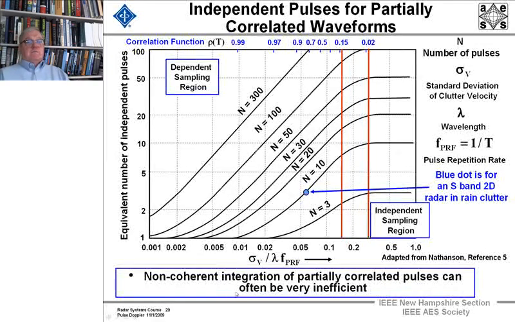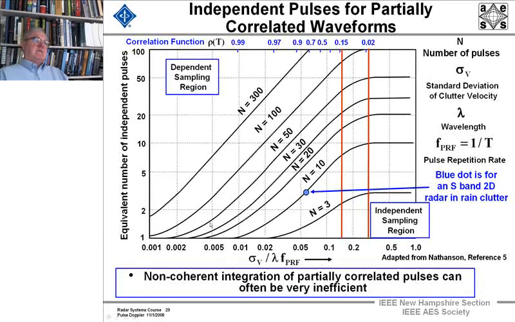This is a graph taken from Fred Nathanson's book, which I haven't seen since then, but it tells the juice about correlated clutter. If you take the standard deviation, the variance here, sigma v divided by lambda, also divided by the PRF, and this is dimensionless units. When you're up here, you're completely uncorrelated. And when you're way down here, you're completely correlated.